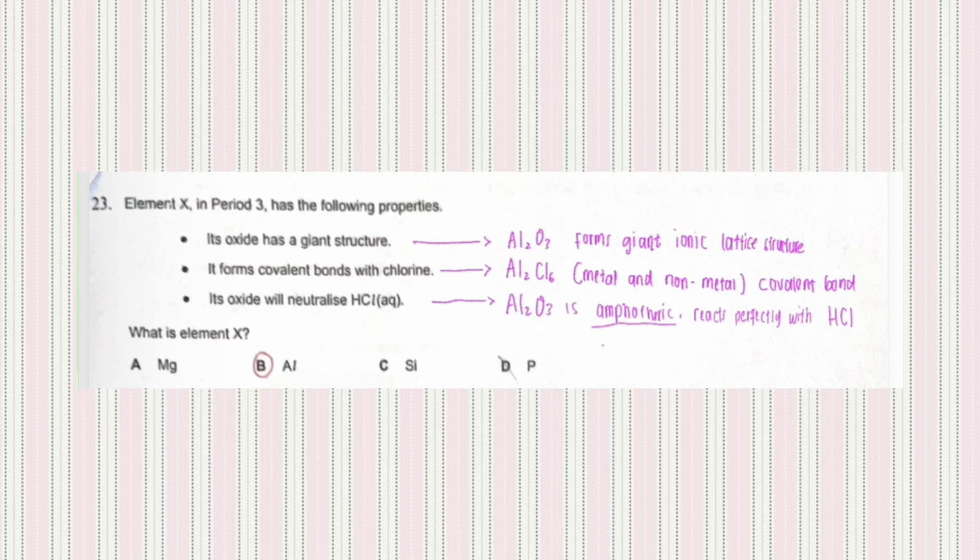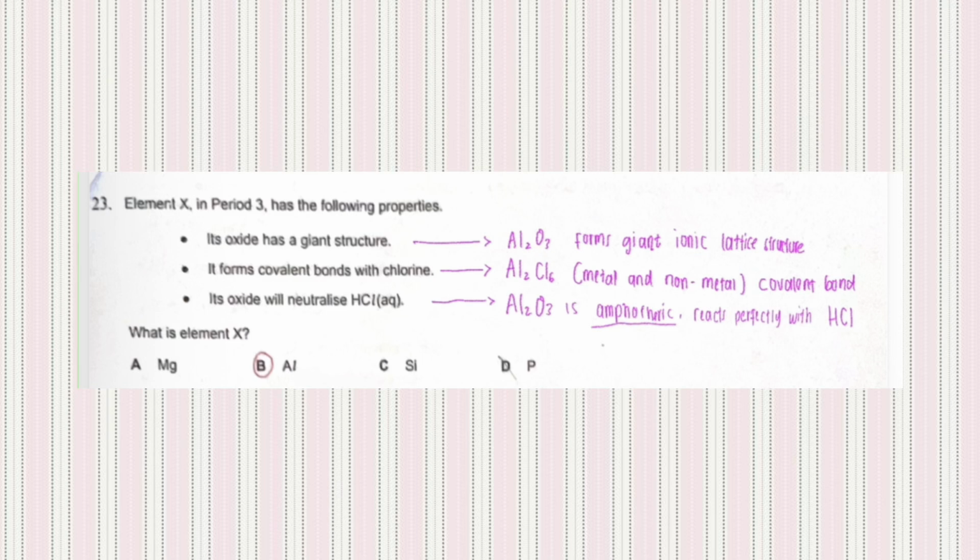Why is it correct? Because of the first clue, its oxide has a giant structure. Aluminium oxide forms a giant ionic lattice structure with a very high melting point. The second one, it forms covalent bonds with chlorine. When it reacts with chlorine, it forms aluminium chloride, which uses covalent bonding rather than ionic bonding.